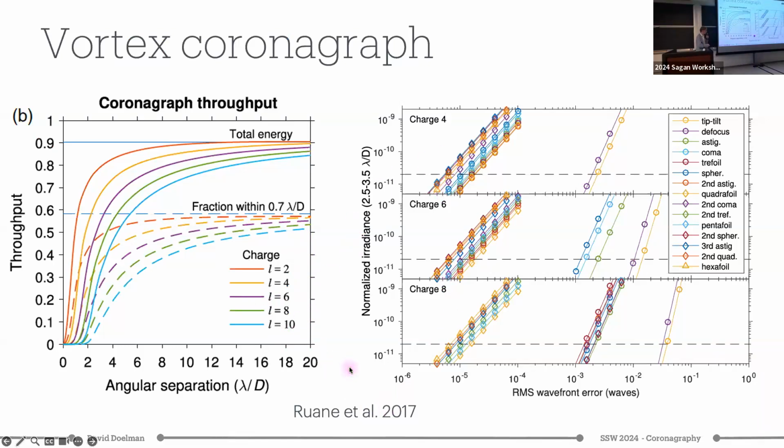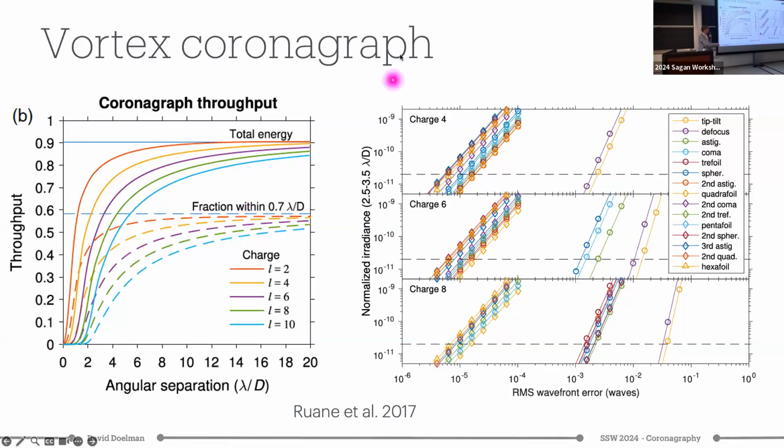Look how many times it goes from 0 to 2 pi: 2, 4, 6, and 8. And this is work done by Gareth Ruane, where we simulated the throughput. So you can see it's actually getting closer to this theoretical curve that I showed before, and with very high throughput. But depending on the charge, the throughput changes as a function of separation.